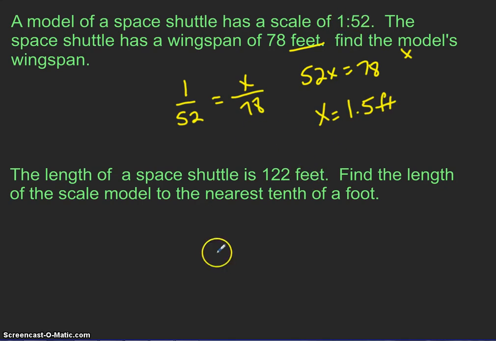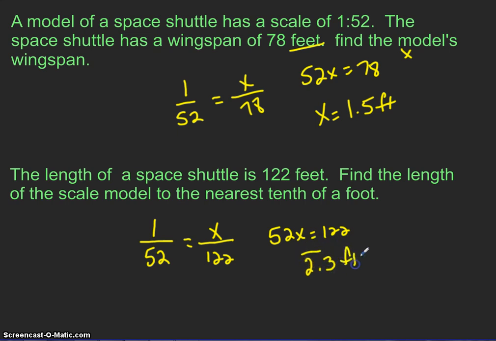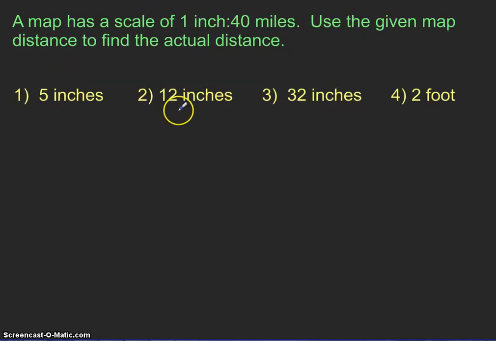Okay, the length, again, we're talking about the space shuttle. I'm going to use the same ratio, 1 to 52. The length of the space shuttle is 122 feet. That matches with the 52 because it's the real thing. It goes on bottom. I'm looking for the length of the scale model. Well, that's x. Cross multiply, 52x equals 122. I'm going to do it to the nearest tenth. So 122 divided by 52 is 2.3 feet. Again, we're just using proportions like we've done before to solve for x.